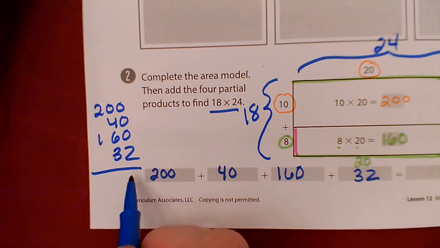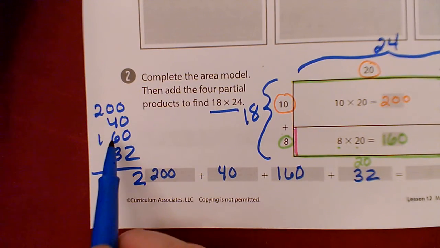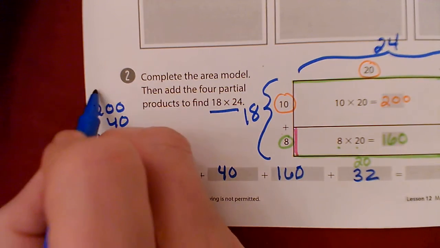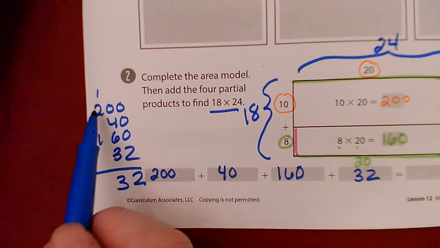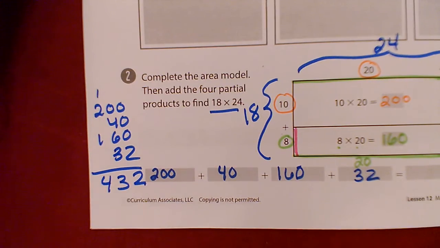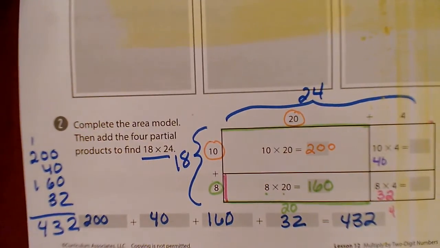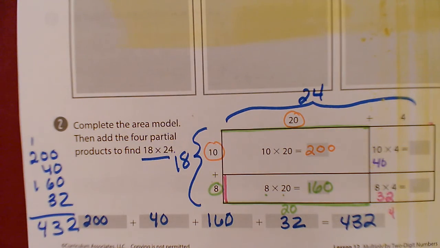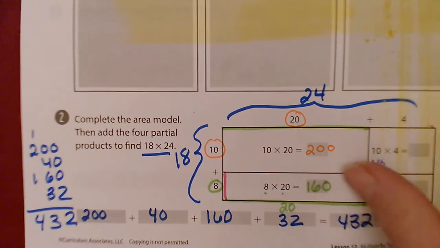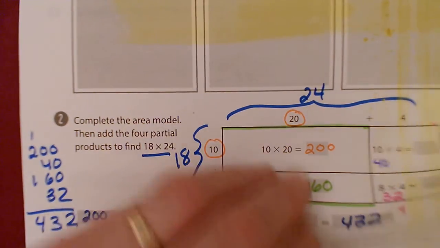2 plus 0 plus 0 plus 0 is 2. 4 plus 6 is 10 plus 3 is 13. Make sure you regroup. 1 plus 2 plus 1 is 4. And so that is your answer. When you added all those parts together, partial products, you do it in parts or pieces. All right, one more problem. Here we go.